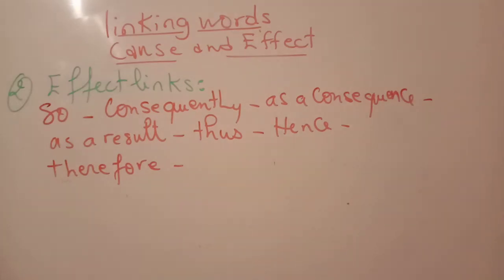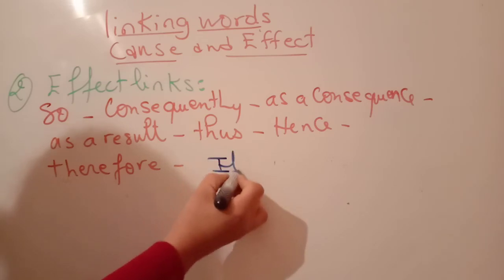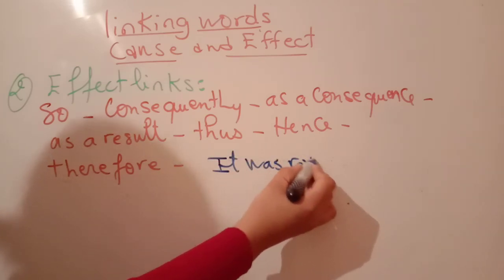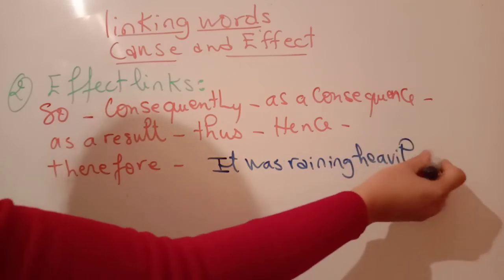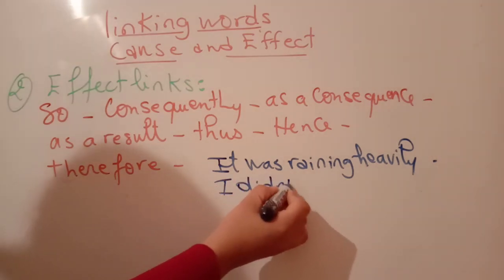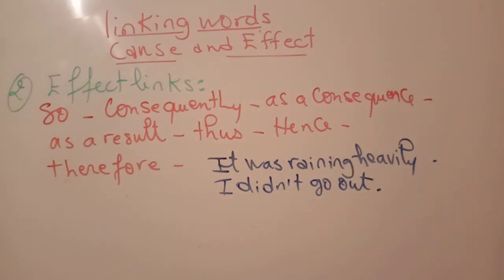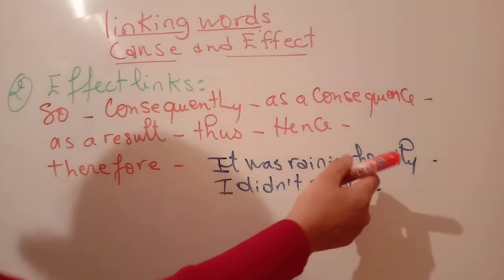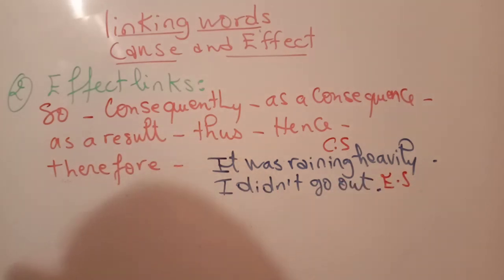Okay? So let's study them in an example. It was raining heavily, for example, yesterday. I didn't go out. So the first thing we have to do is, where is the cause and where is the effect? So where is the cause? Of course, it was raining heavily. It's the cause sentence, and the effect sentence is I didn't go out.